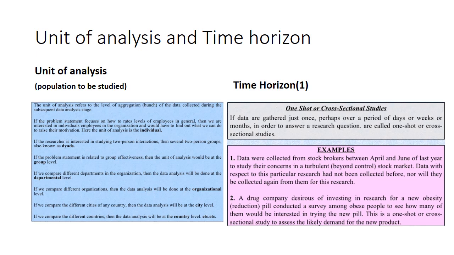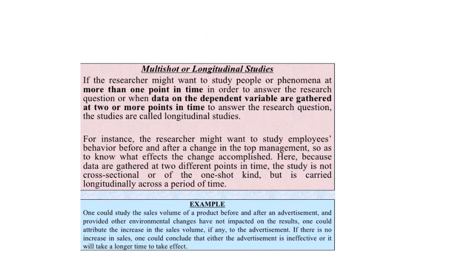Okay, so you are desirous to check the impact of the medicine. So what you are trying to do, you are just seeing the interest of the obese people. This is a one-shot or cross-sectional study to assess the likely demand for the new product. How many people are interested? So you have only exposed once to the obese people. Okay, understood? So it is a one-shot study. The other kind of study is multi-shot or longitudinal study.